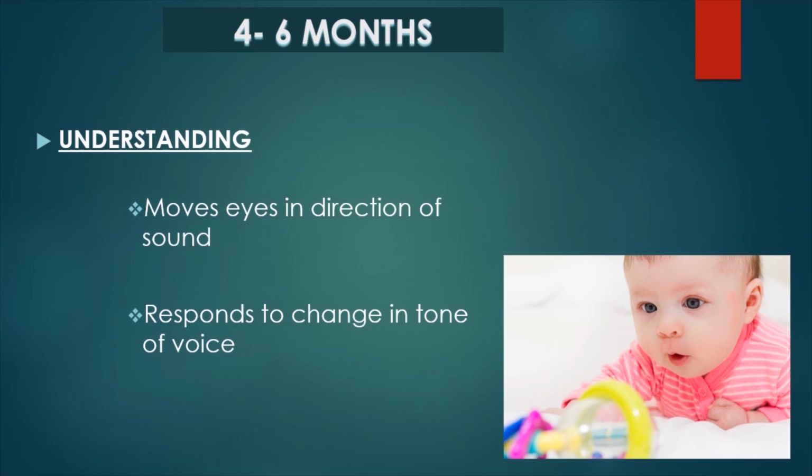Okay, the second one is that he responds to change in tone of the voice. Initially the child started understanding the voice of the family members, his mother, his father, everyone. And slowly, around the 4th to 5th month, the child starts understanding change in tone of voice. That is, the child starts understanding if the mother is happy, or upset, or emotionally down. The child slowly starts understanding that concept.